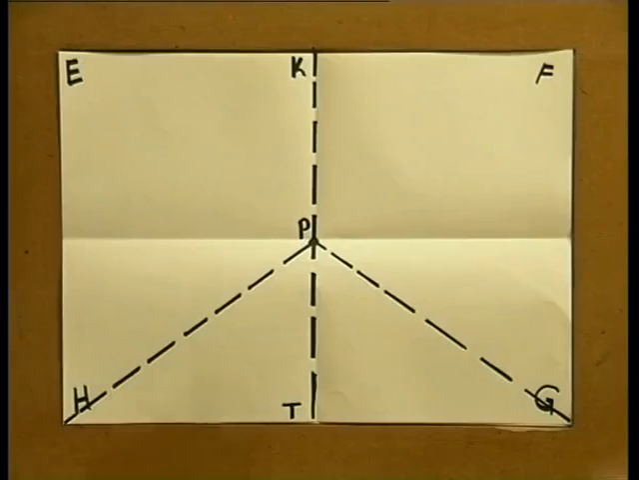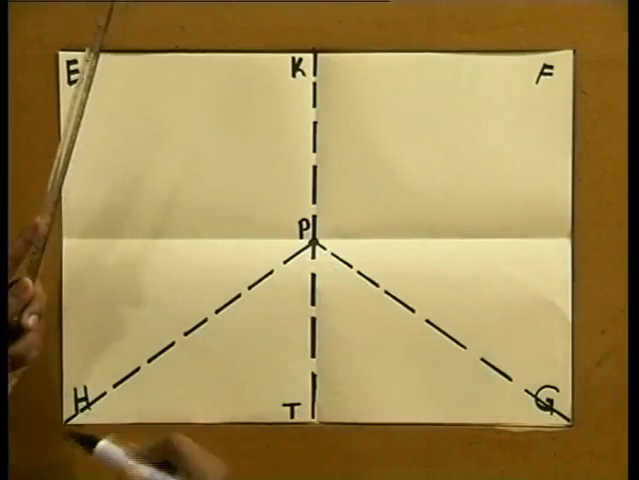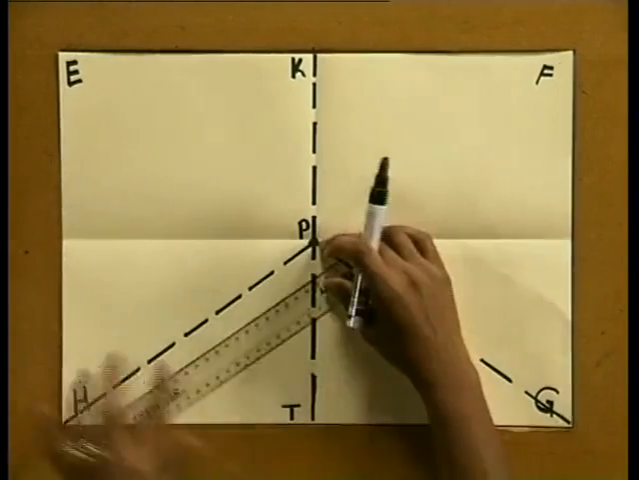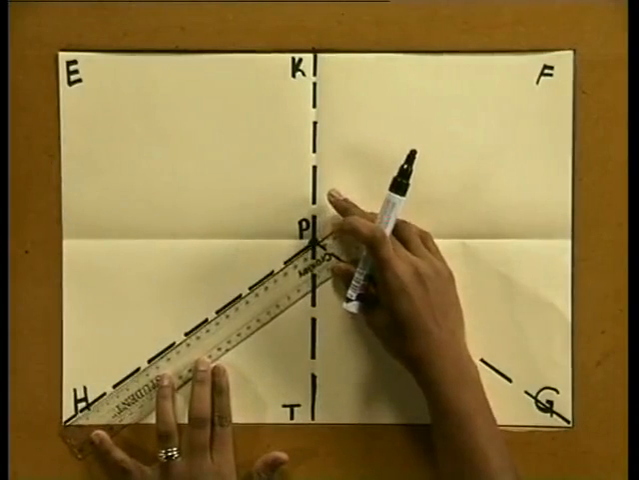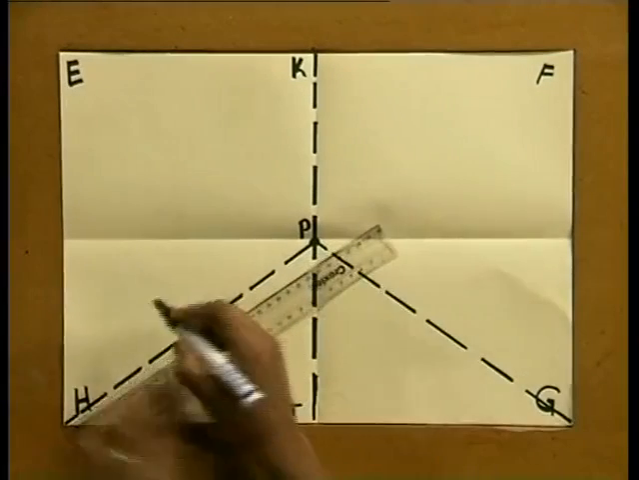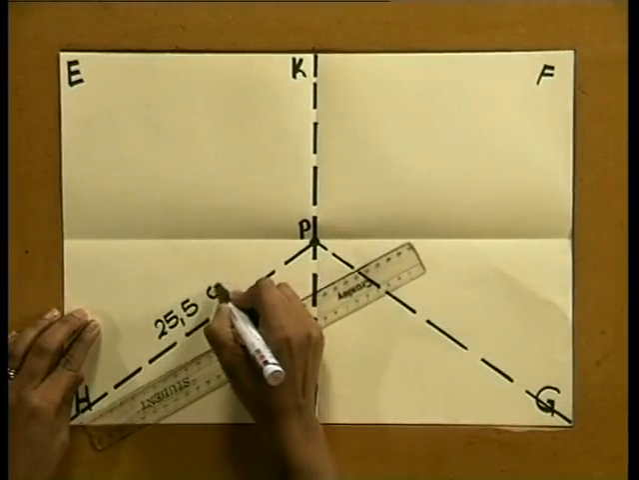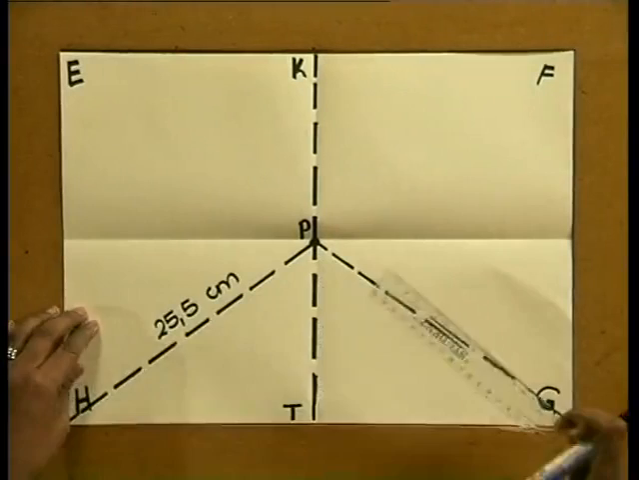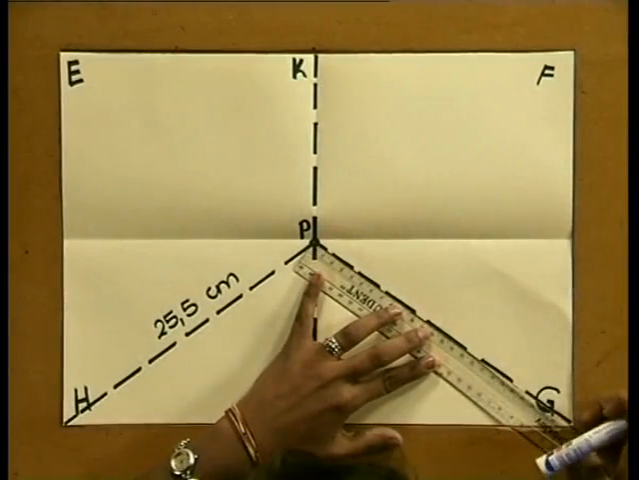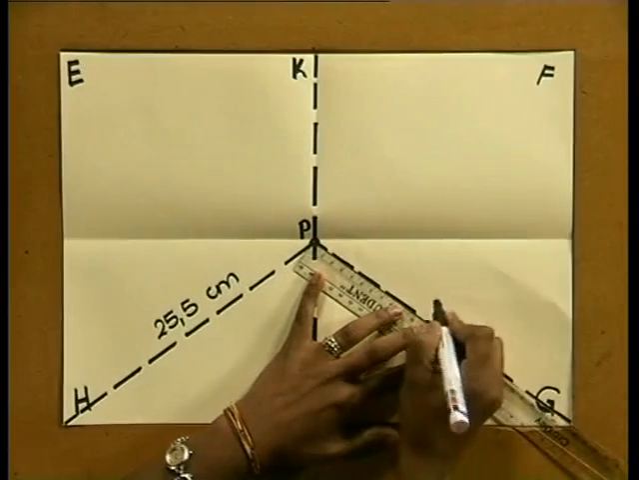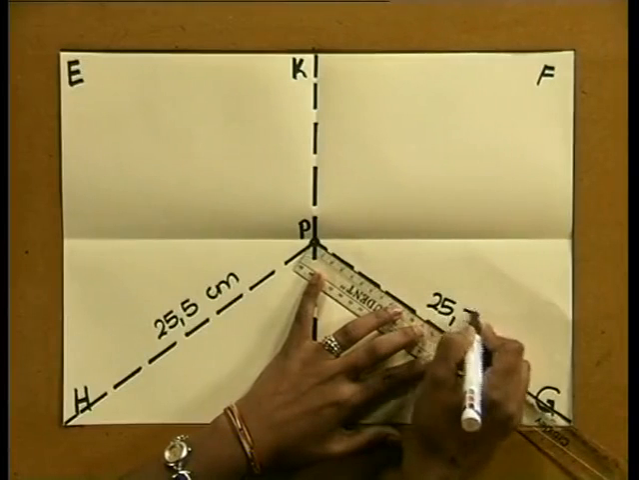Remember that for our model to be an isosceles triangle, we need to have two sides that are equal in length. Let's look at our model to see if this is true. Using our ruler, we will measure sides PH and PG. We see that PH is 25.5 centimeters. So let's write that, 25.5 centimeters. Let's measure PG. Side PG measures also 25.5 centimeters.